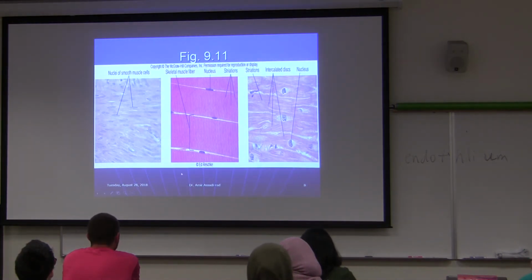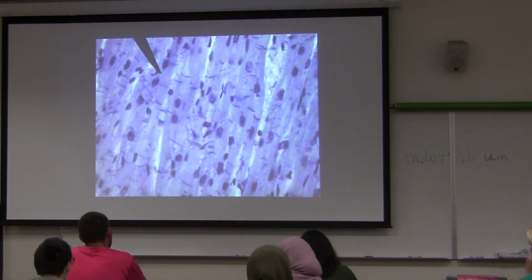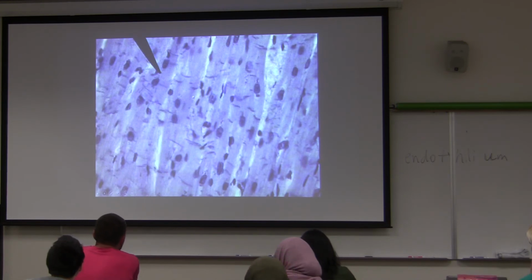Here they are. We have a much better slide of cardiac muscle. Yeah, the intercalated disc looks ugly in here. The slide we have in the lab is much better. All of the slides we have in the lab are much better. Here is a slide from the lab. Here are the intercalated discs. And there is a striation right here.